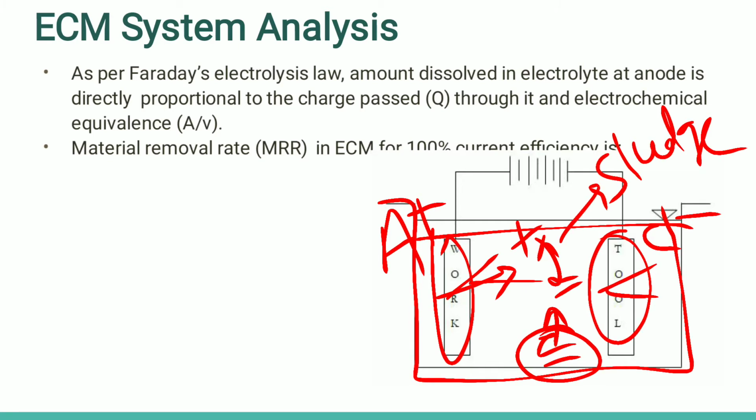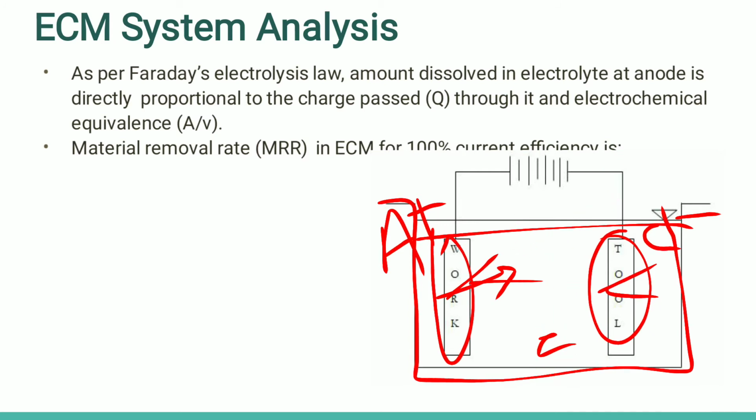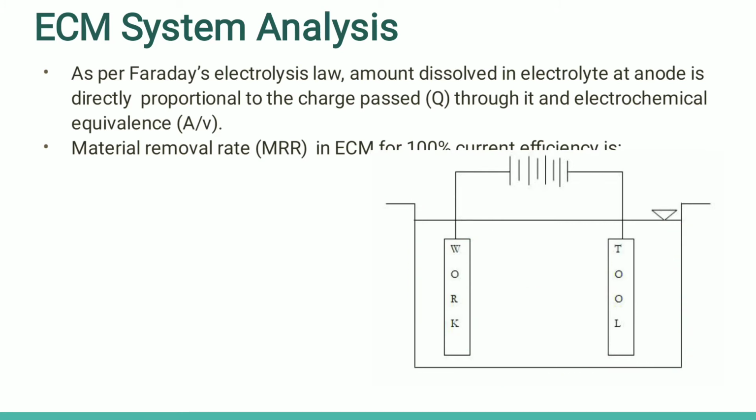Okay, so that sludge is nothing but a wastage, so that is deposited at the bottom part of this container. So this was basically the principle. And now for this MRR we are defining one more term, that is the current that we are supplying to create this potential difference.